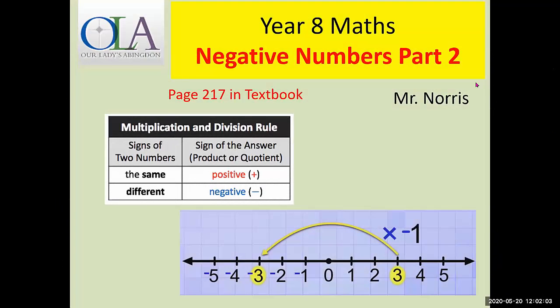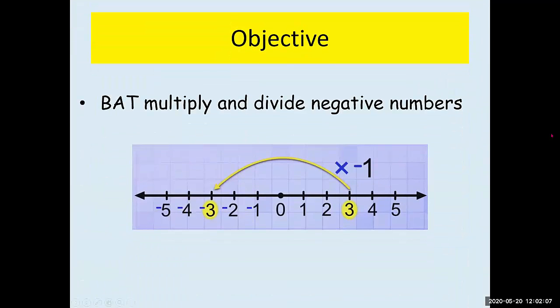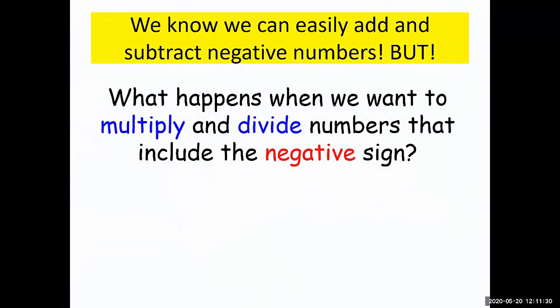Let's begin today by saying what our objective is. It's simply to be able to multiply and divide negative numbers. We want to know what happens when we want to multiply and divide numbers that include a negative sign.